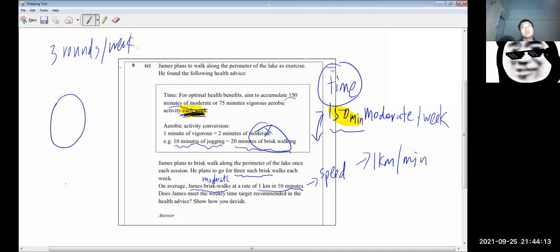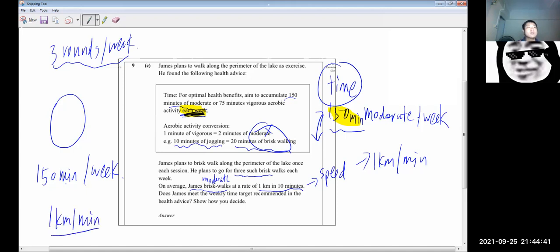So now the thing is the time, right? Can I ask you, 3 rounds per week. In order to accumulate 150 minutes per week, let's say the speed is 1 kilometer per minute, in order to meet this requirement, how many kilometers does the person need to go for?